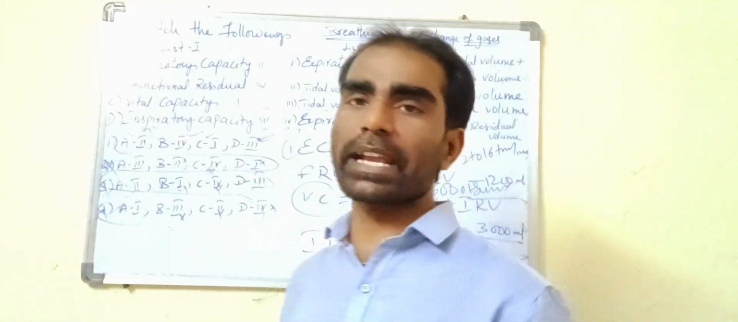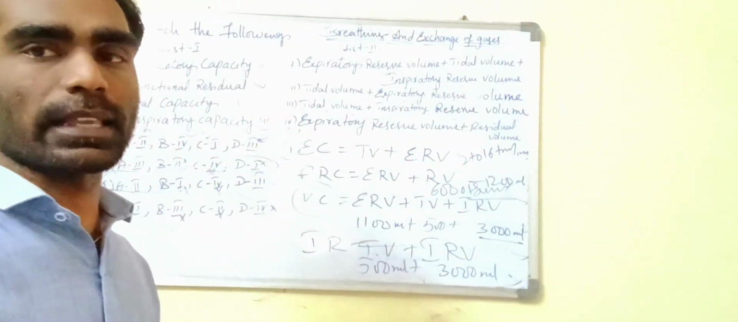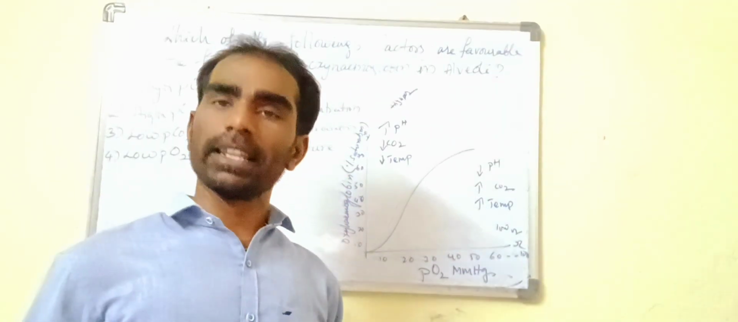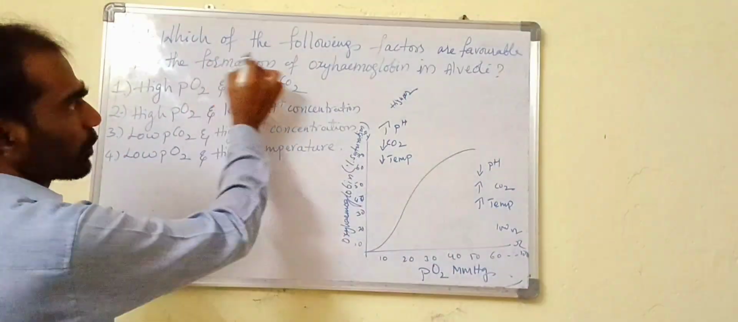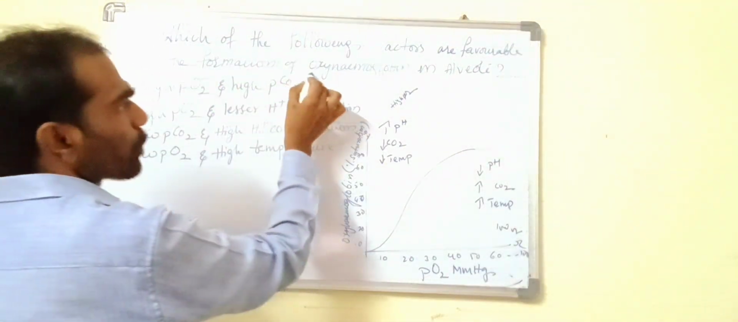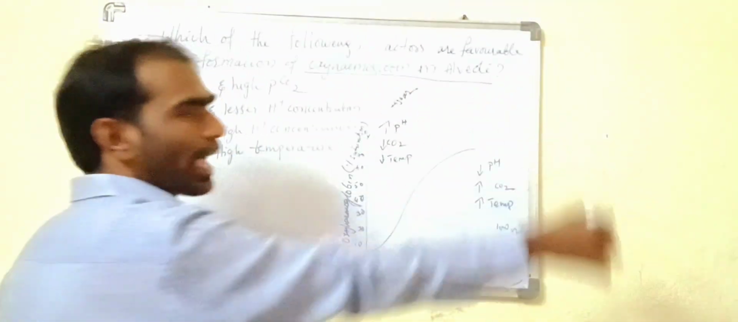Now let us see the second question. What is the second question? Let us see. What is that question indicating? Which of the following factors are favorable for the formation of oxyhemoglobin in alveoli?